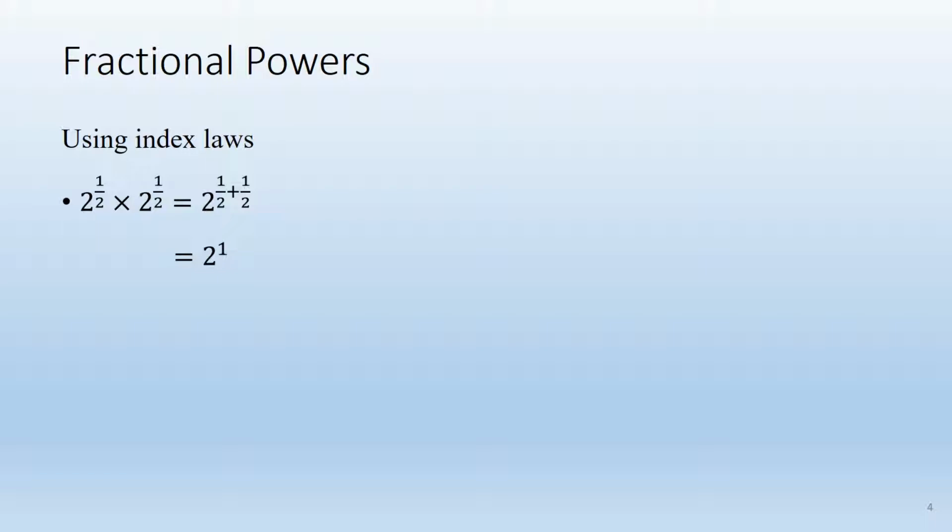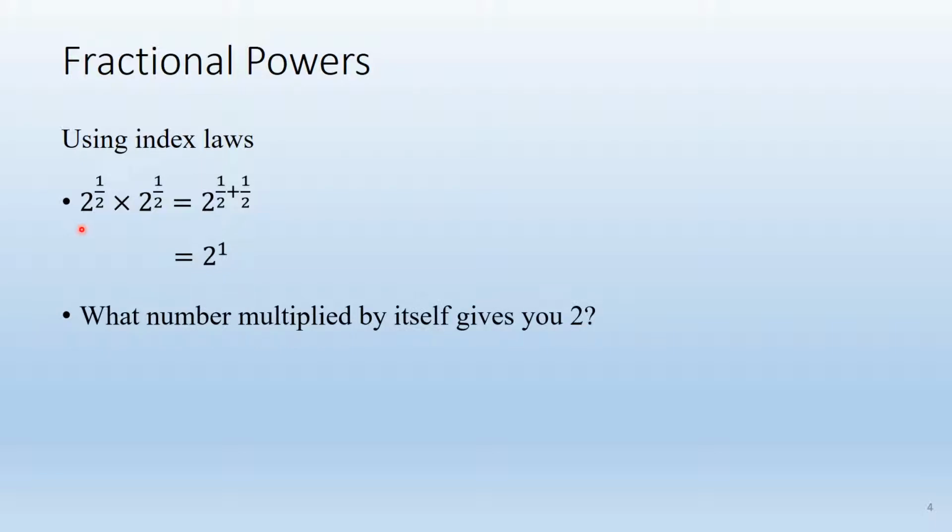Another way of looking at it is to use the index laws. 2 to the power of a half times 2 to the power of a half. We add the indices there to get 2 to the power of 1. So we're looking for a number that multiplies by itself that gives us 2. And by the definition of the square root, that number is the square root of 2. So 2 to the power of a half is the square root of 2.